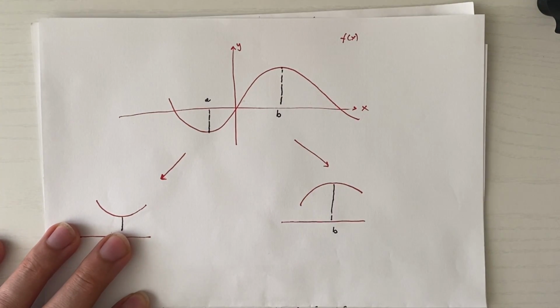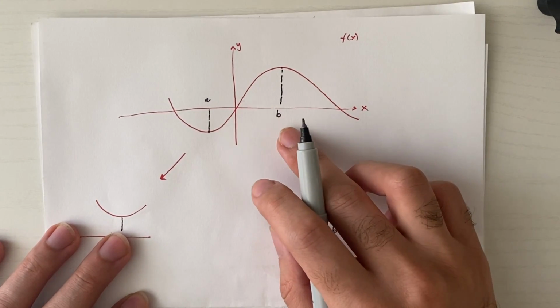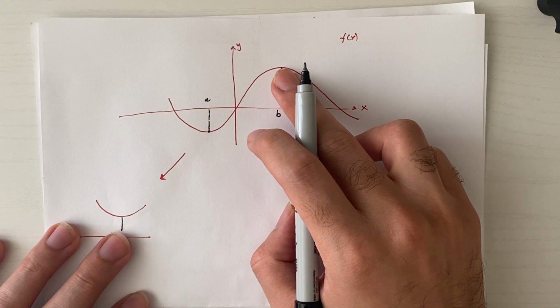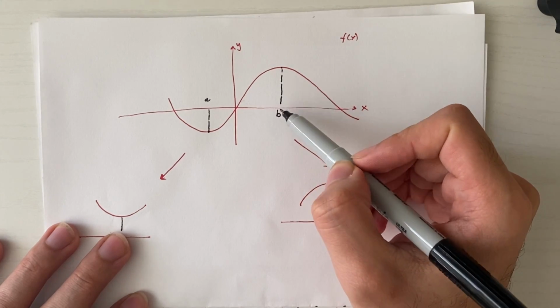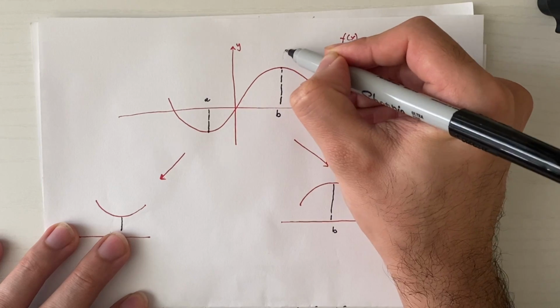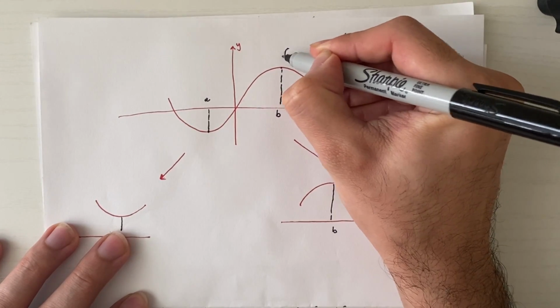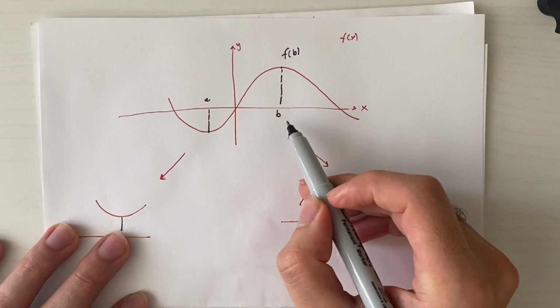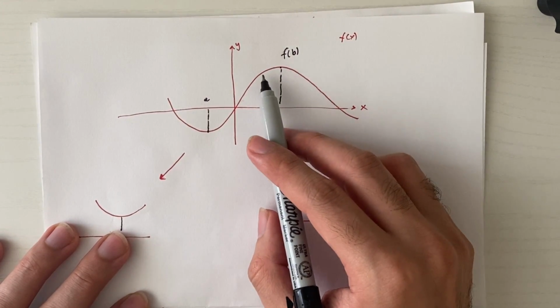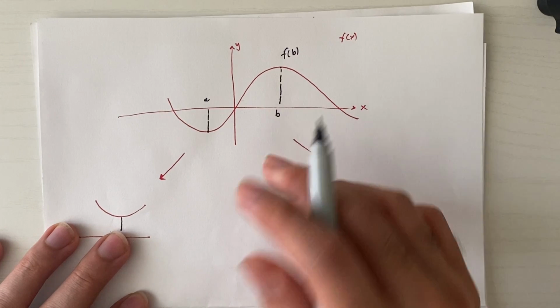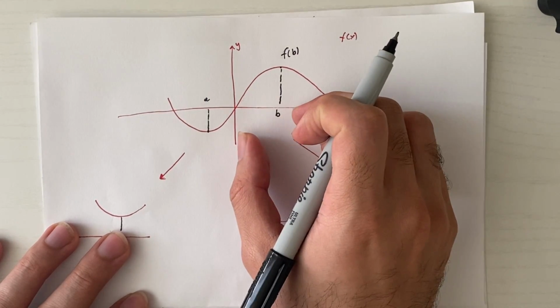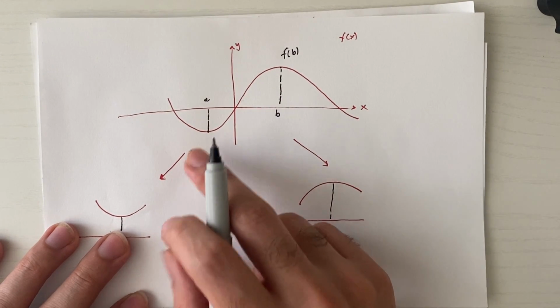Now, what does it mean to be a local maximum or a local minimum? If we take b for example, what we notice is that the value of the function at b is higher than the value of the function near the point b. When we say there's a local maximum at b, we are comparing the values of the function near f of b, where f of b is the maximum of these values. And the same thing at the local minimum.